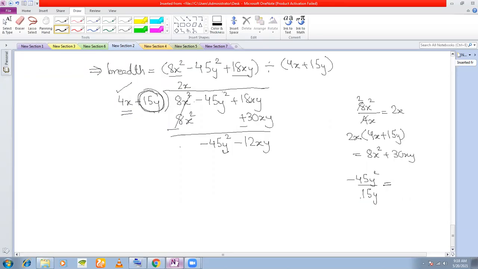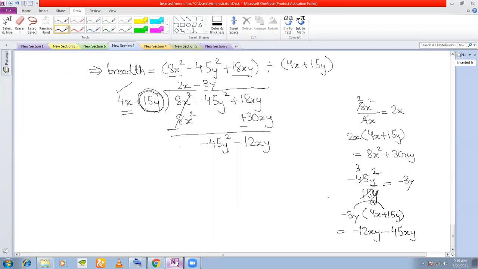So when you divide by 15y, this cancels. Oh no, this does not cancel. In fact, you have y square here. So you get minus 3y simply. You write this minus 3y here on top. And this minus 3y, you multiply with the divisor 4x plus 15y. How much do you get? Minus 3y into plus 4x will give you a minus 12xy. And minus 3y into this plus will give you a minus sign 45xy.